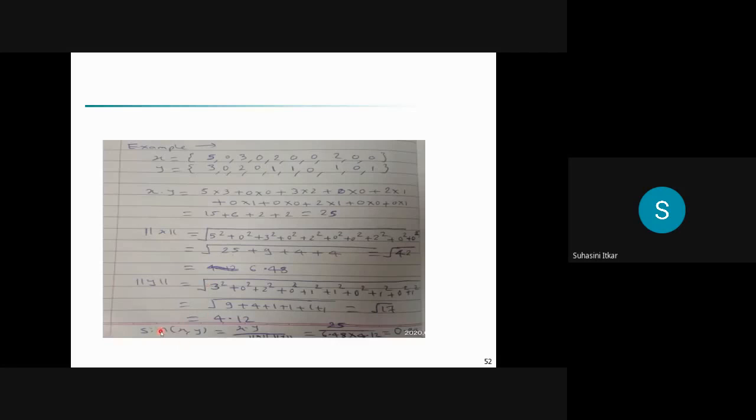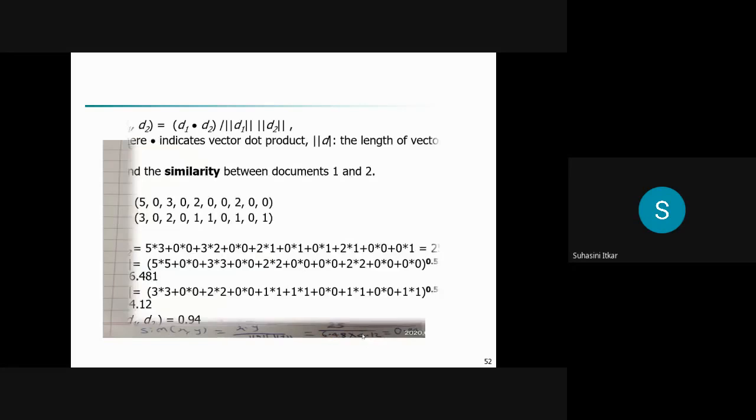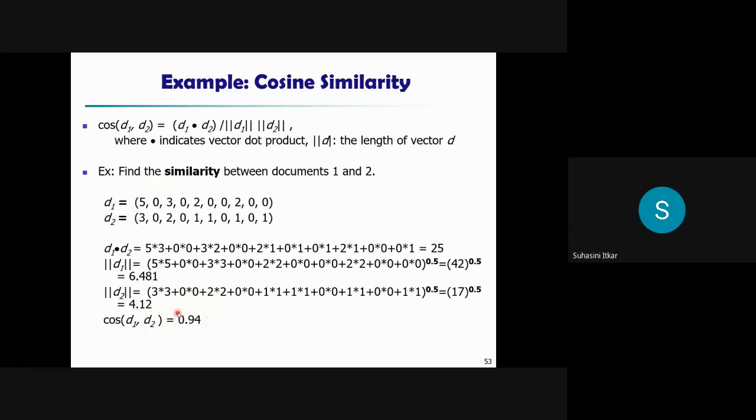Now here we are calculating the similarity. We are not calculating the dissimilarity. So the x dot y, the dot product is 25 upon 6.48 into 4.12. The answer is 0.94.